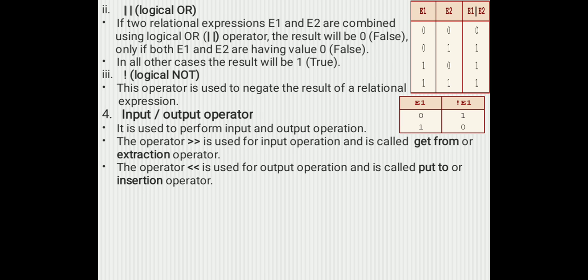Next is the input or output operator. It is used to perform input and output operations. The operator with 2 greater than symbols is used for the input operation, and it is also called the get from or extraction operator.